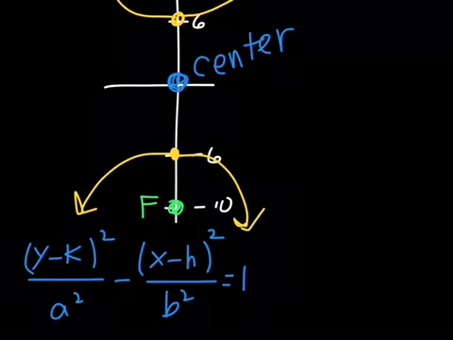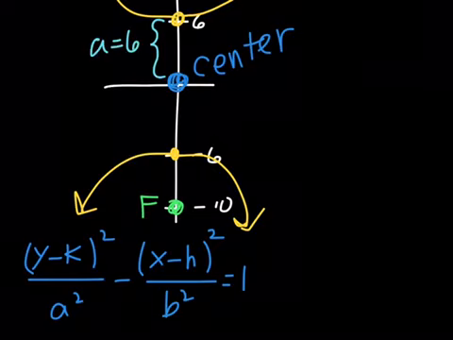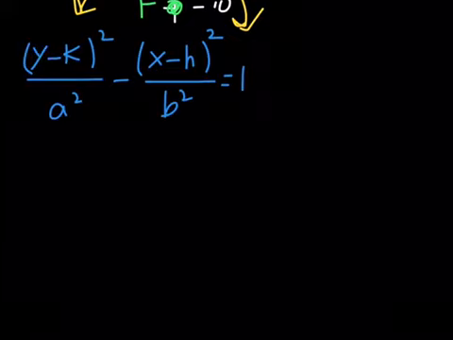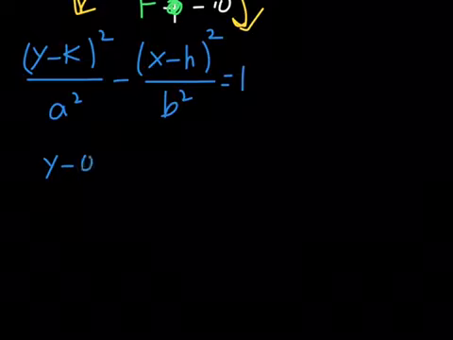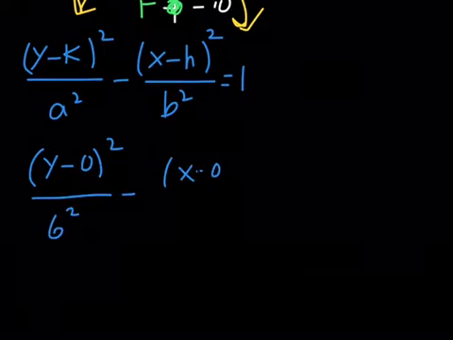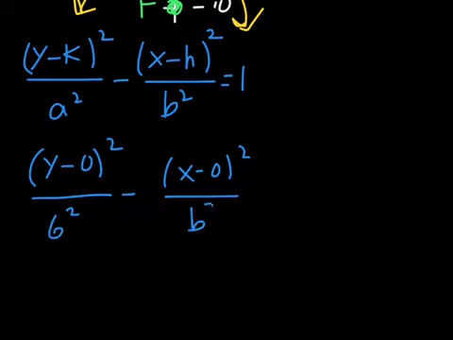And don't forget that a represents the distance from the center to your vertices. So a is, what, 6 units? I can highlight that for you if you want. This is a, which is 6 units, right? That's what a is. So then let's see what we have here. We have y minus 0 quantity squared over a, which is 6 units, so 6 squared, minus x minus 0 quantity squared over b squared is equal to 1. So then the only thing that's missing is b.